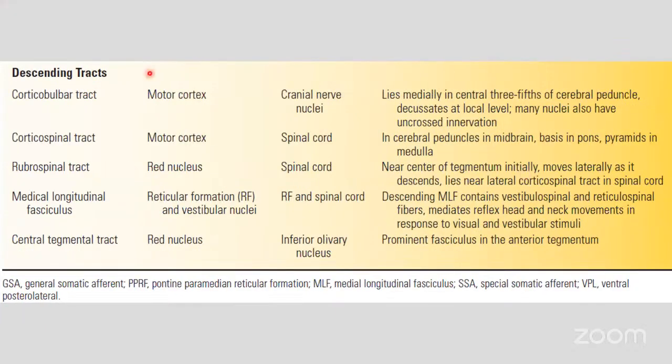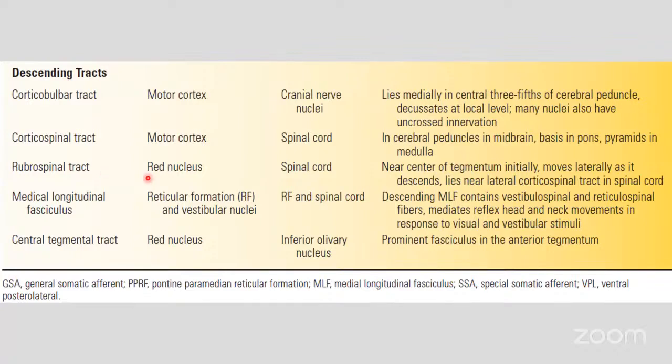Moving on to descending tracts, the corticobulbar tract originates from the motor cortex and terminates at the cranial nerve nuclei. This forms the output for the cranial nerves. The corticospinal tract originates from the motor cortex and terminates in the anterior horn cells of the spinal cord. It forms the cerebral peduncles in the midbrain, the basis pontis of the pons, and the medullary pyramids.